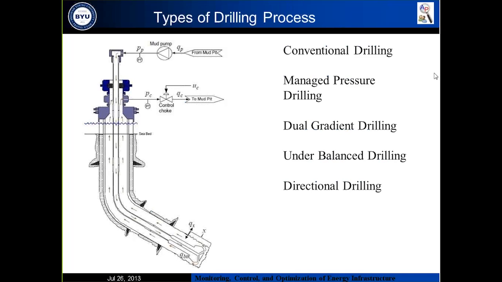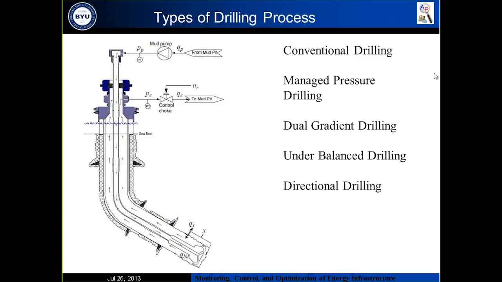And we also have dual gradient drilling, which is one type of managed pressure drilling. In dual gradient drilling, instead of the mud coming back through the annulus, it comes back through a separate riser to the sea level, and in this way they are able to increase the difference between the pressure of the wellbore and the pressure in the formation, so it becomes safer.